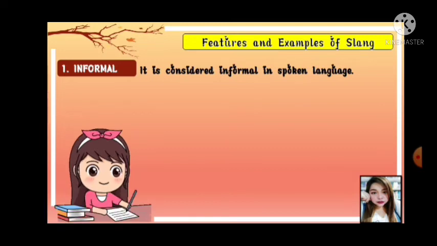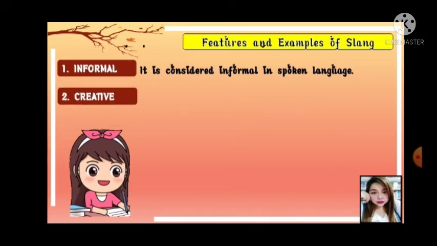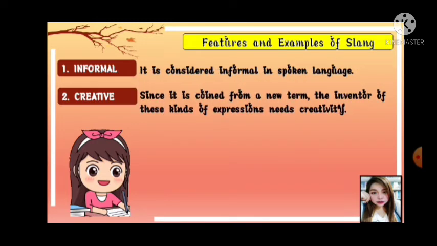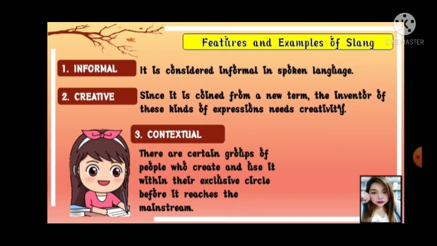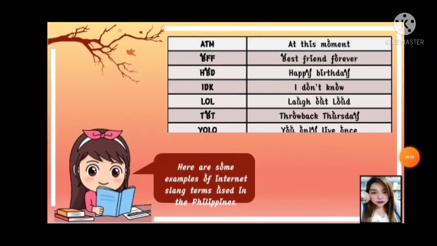Features and examples of slang. It is informal. It is considered informal in spoken language. Creative. Since it is coined from a new term, the inventor of these kinds of words needs creativity. Contextual. There are certain groups of people who create and use it within their exclusive circle before it reaches the mainstream.